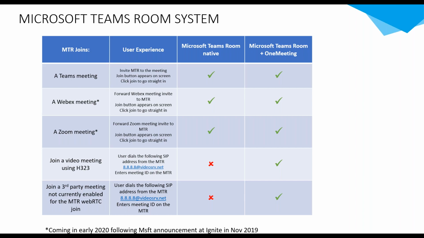So out of the box, when looking at Teams, you've got two halves to the problem. How do you get people into your Teams meeting, and how do you join other meetings from your Teams room systems? The Teams room system will join a Teams meeting natively, so there's no need for OneMeeting at all to do that. You just invite it to the Teams meeting, and you can join that meeting through the Teams room system.